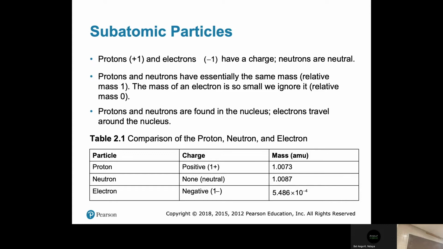Anyway, protons have a +1 charge. Electrons have a -1 charge, and neutrons are neutral. Neutrons don't have a charge, right? And so, what's that chemistry joke that people say?